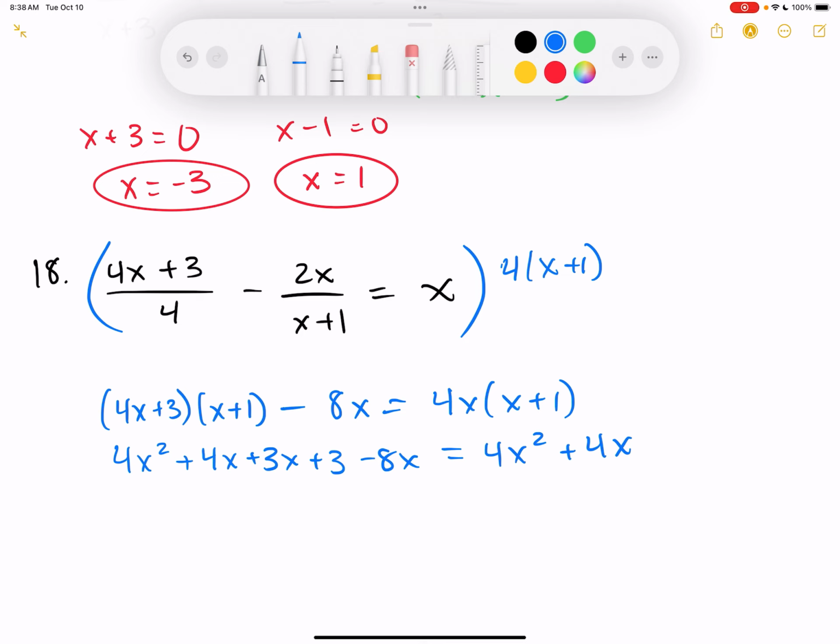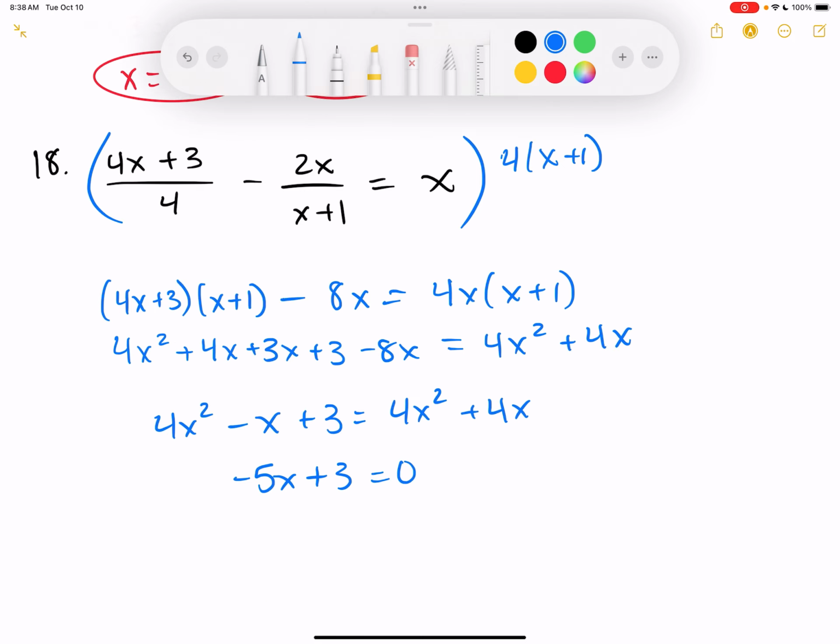So then over here, to simplify this, I've got 4x squared. Let's see, that's going to be 7x minus 8x, so minus x plus 3 is equal to 4x squared plus 4x. So I'm going to move all of this over to the left. So the 4x squareds are going to go away. Negative x minus 4x is going to be negative 5x plus 3 is equal to 0.